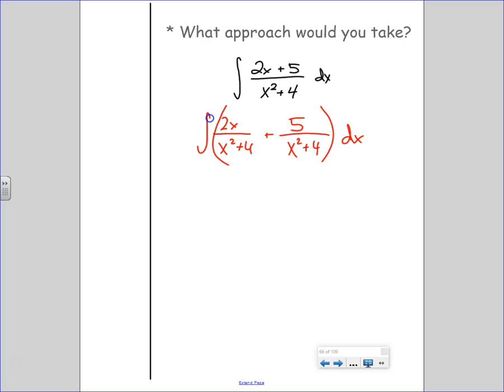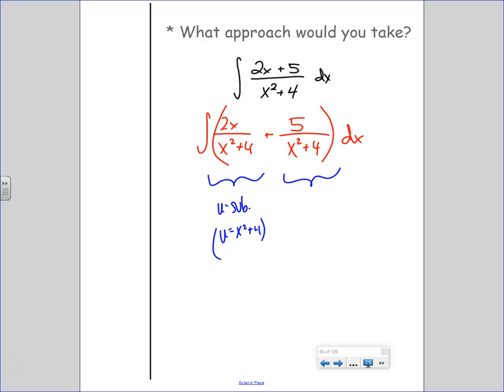Do we need partial fractions for this at all? I'm not going to solve it, but what take would you take on this first part? Just u sub with u equal to x squared plus 4. What approach would you take on the second one? Just make that bottom to the negative 1, distribute, and then... No, you can't.